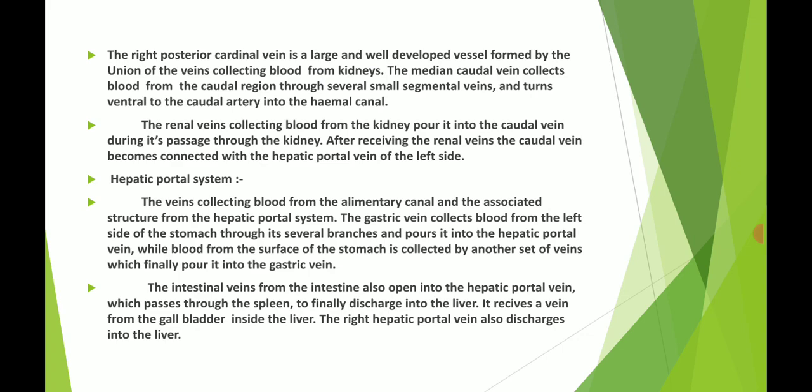In the intestine, on the left side, the various gastric veins are present here. Below that, the intestinal veins are present here. The gastric vein collects blood from the inner side of the stomach through its several branches and pours it into the hepatic portal vein, while blood from the surface of the stomach is collected by another set of veins which finally pour into the gastric veins.